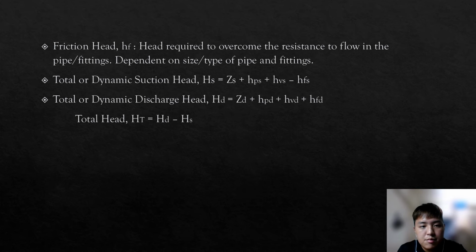The total or dynamic suction head HS is equal to static suction head plus surface pressure of suction head plus velocity of suction head minus frictional suction head. Whereas for the total or dynamic discharge head HD is equal to static discharge head plus the surface pressure of discharge head plus the velocity of discharge head plus friction of discharge head. So the total head HT will be equal to the total or dynamic discharge head HD minus the total or dynamic suction head HS.